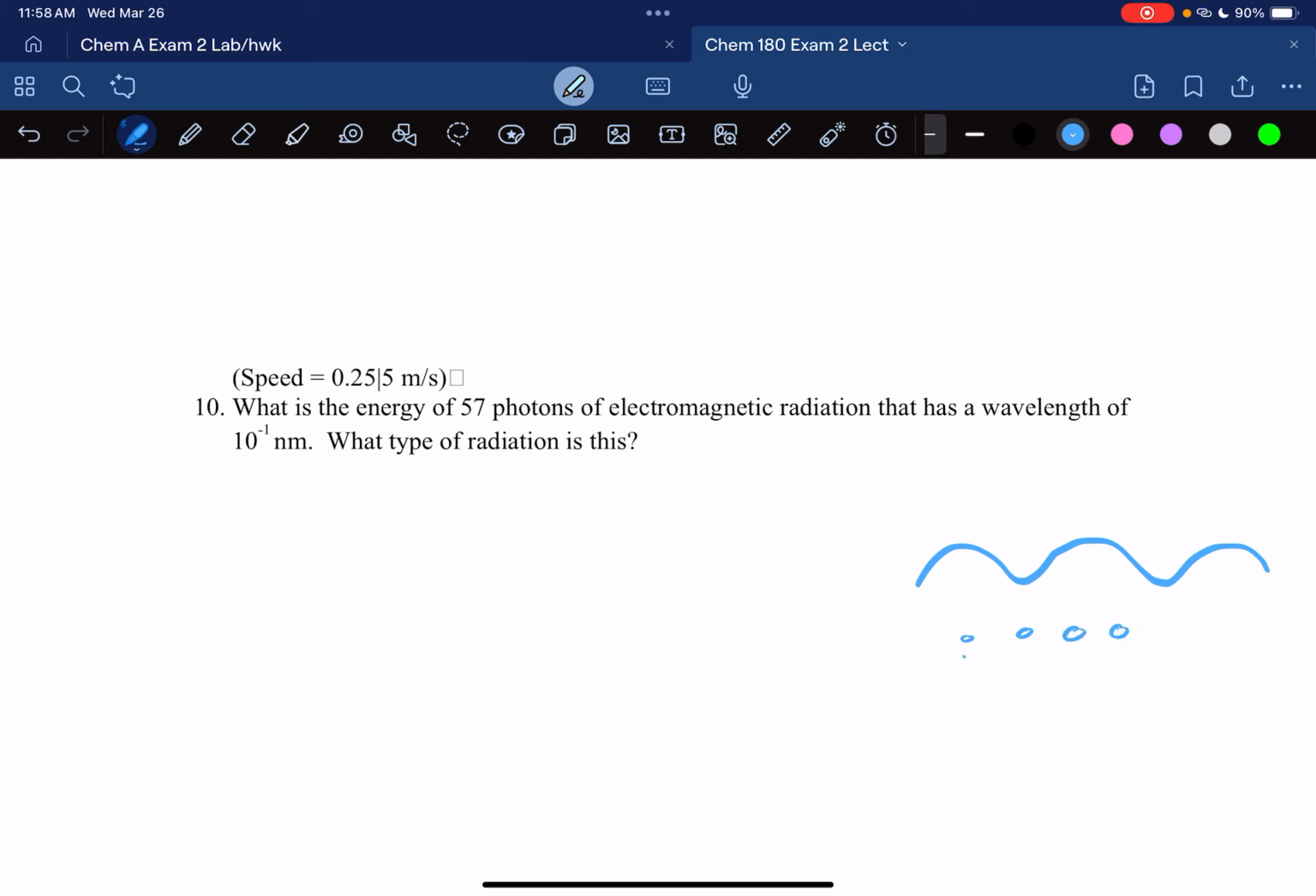Okay. So knowing that, what is the energy of 57 photons of electromagnetic radiation that has the wavelength of this value? What type of radiation is this? So I'm saying that I have 57 of these packets of light energy. We call that 57 photons. You can think of a photon as a packet of energy. So what would the total energy be? What's the energy equal to?